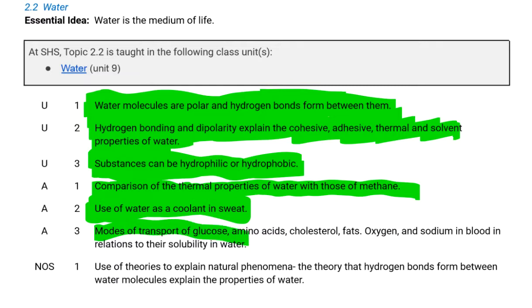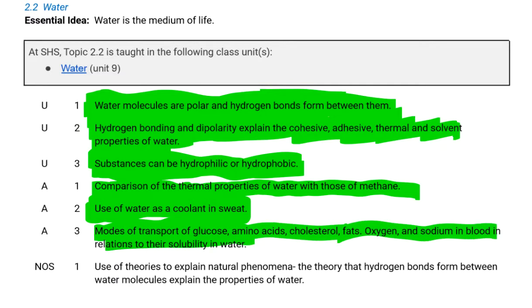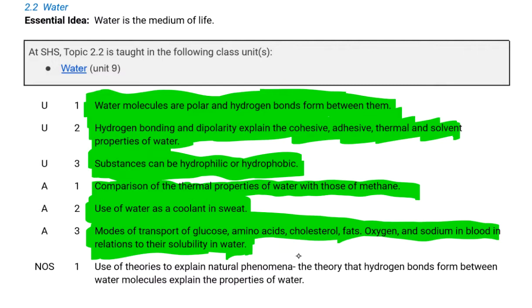Modes of transport of glucose, amino acids, cholesterol, fats, oxygen, and sodium in blood. Okay, so oxygen, sodium, and other components in blood are generally soluble in water, and that's how they're transported. But larger molecules generally need to be transported with vesicles. Cholesterol and fats, I think, are transported by something called a liposome, which is like phospholipids that arrange themselves in a single layer, so that inside you can have hydrophobic substances. So fats, if you didn't know, are hydrophobic and don't dissolve in water. So you can put those things in a liposome and transport them around the body.